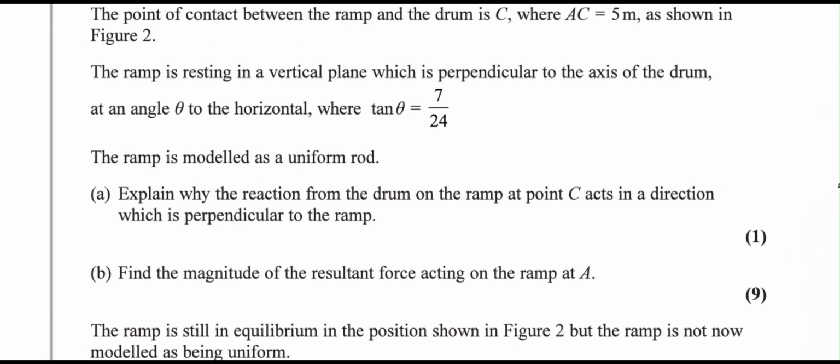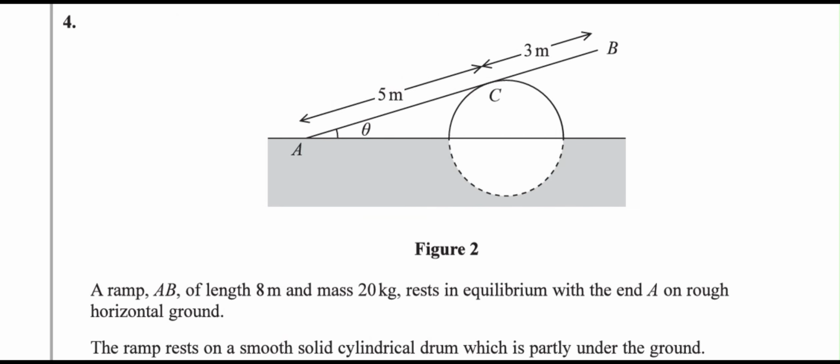Explain why the reaction from the drum on the ramp at C acts in a direction which is perpendicular to the ramp. The question requires a little bit of comprehension of the long worded sentences before we start answering. So the question tells us that the ramp is resting on this drum, and the key point here is the drum is smooth and does not have any friction. Therefore, the ramp should be able to rest at an angle of 90 degrees to the drum. Hence we can say that they will be acting at 90 degrees to each other, right?